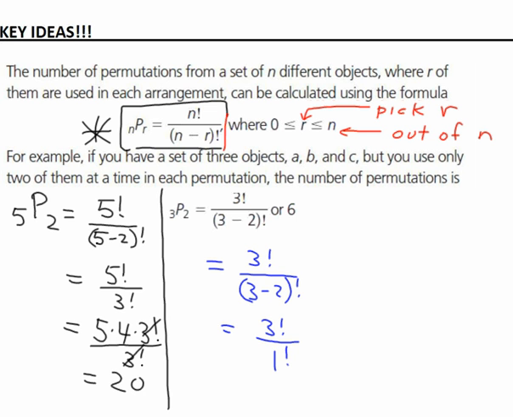Does anybody know what 1 factorial is? 1. Very good. Does anybody remember what 3 factorial works out to? 6. So this is 6 over 1, or 6. There must be 6 ways to pick 2 objects out of 3. And I think that's easy to illustrate in real life.